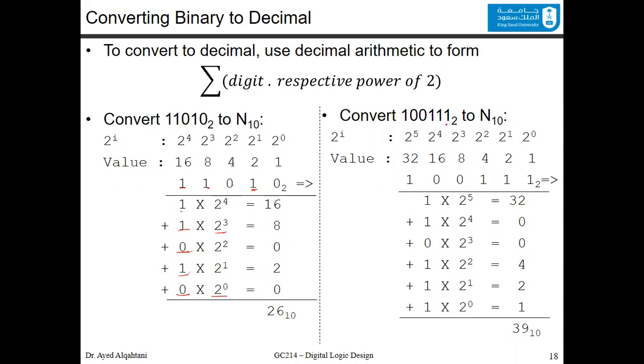Here is another value, which is 1, 1, 1, 0, 0, 1. Similar idea, but here I'll try to do it in a quick way. We will care about only the ones.